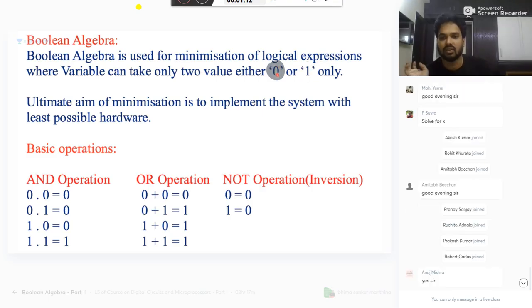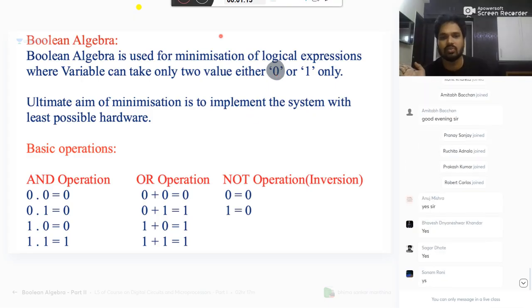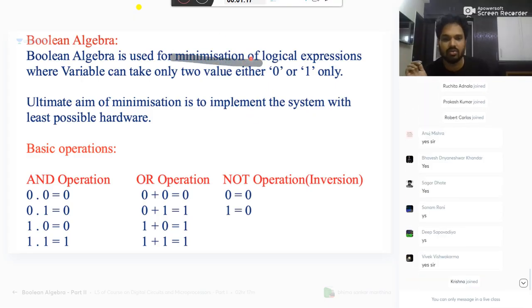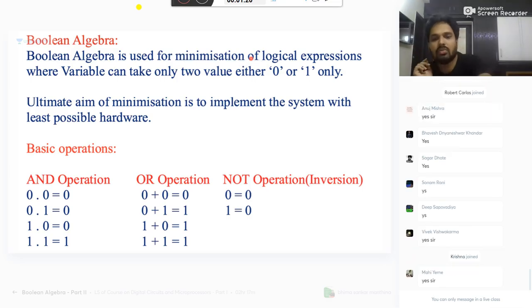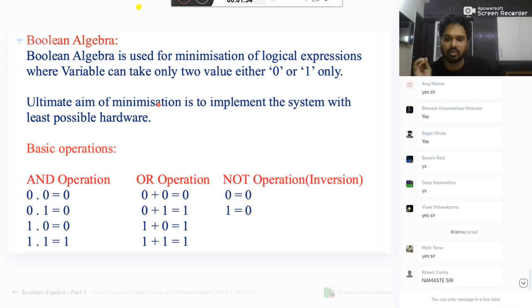Yes or no? Okay. So why we are doing this? What is the reason behind this? When you minimize the logical expression, what happens? The size of the expression decreases, number of variables decreases, number of logic gates decreases, power consumption may decrease. So ultimately, you should be able to implement any given function with least possible hardware. That is the main aim. What is the ultimate aim of Boolean algebra minimization? The ultimate aim of minimization is to implement the system with least possible hardware, which will save your time.